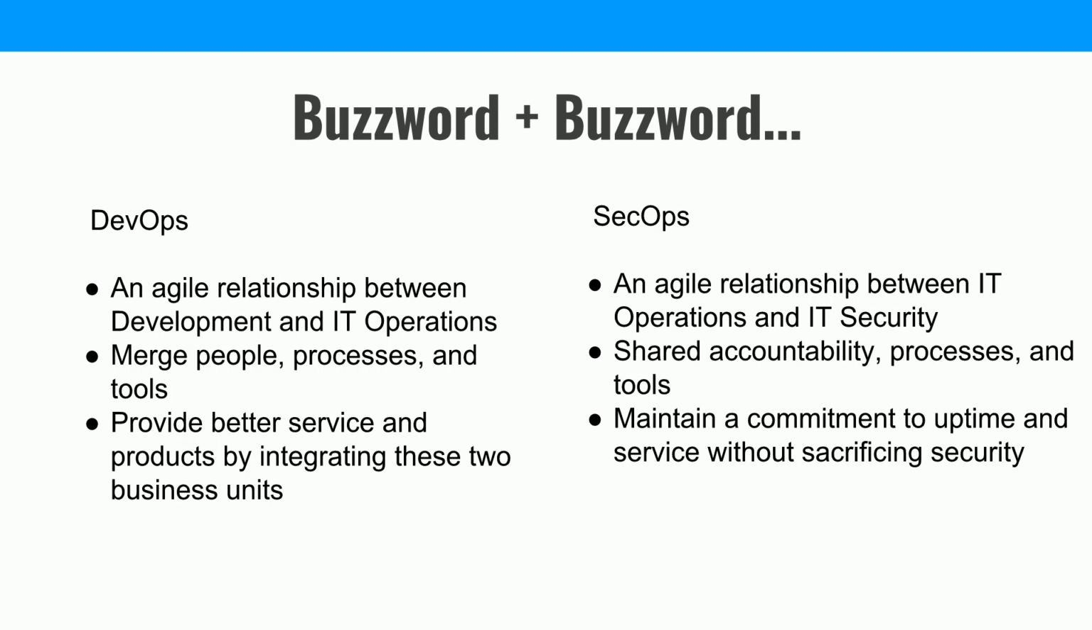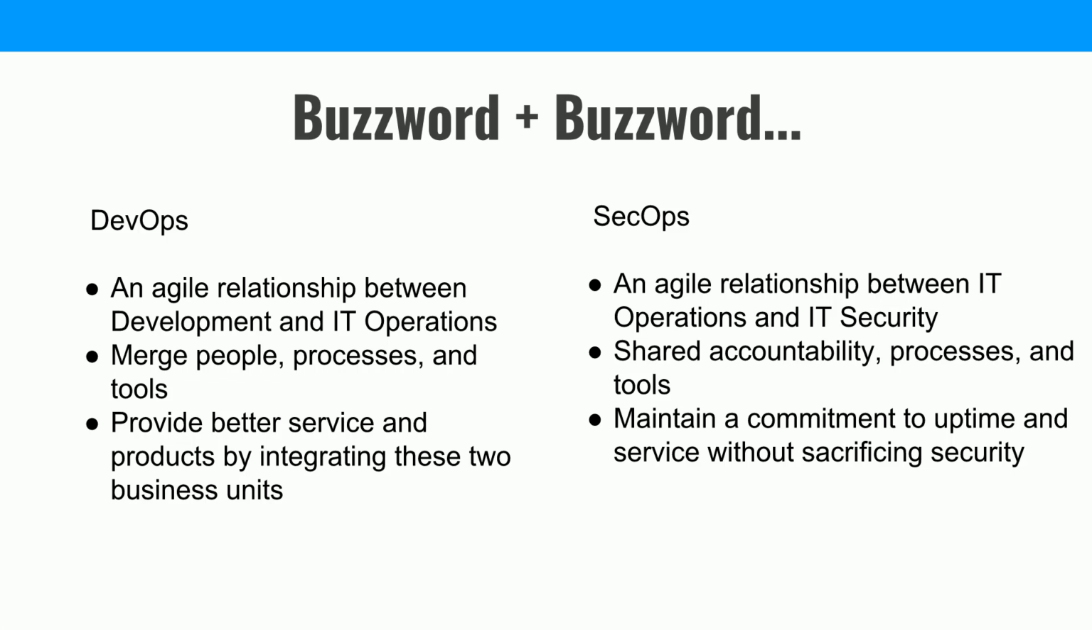It's basically the encouragement of an agile relationship between developers and the system administrators of an organization. The goal is to merge the people and processes and all of the tools so that you don't have such a distinct delineation between roles, but to better be agile and productive and adapting to change and providing better services, you're able to integrate these processes and people and tools as business units.